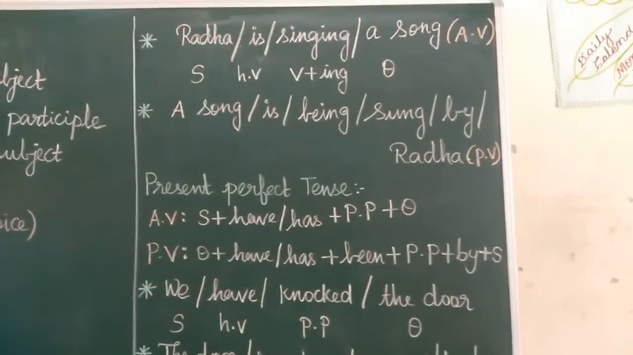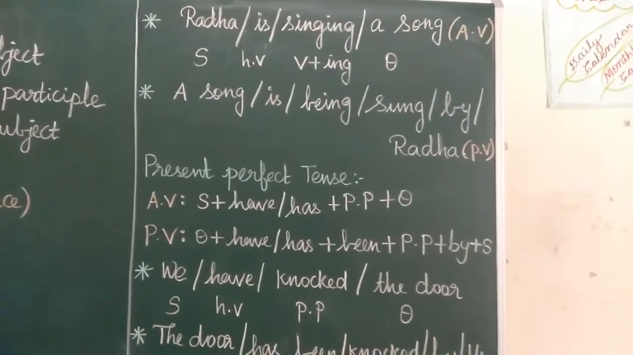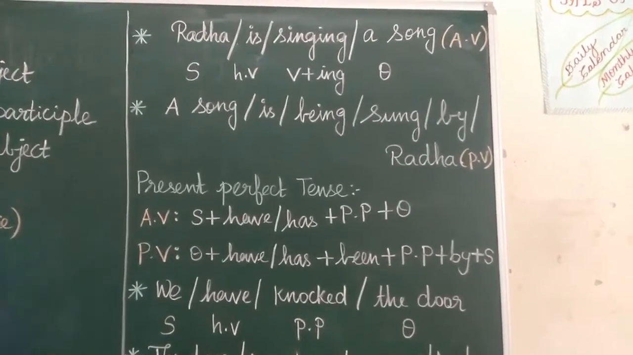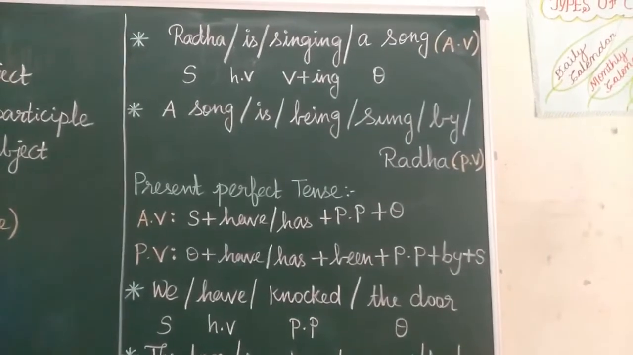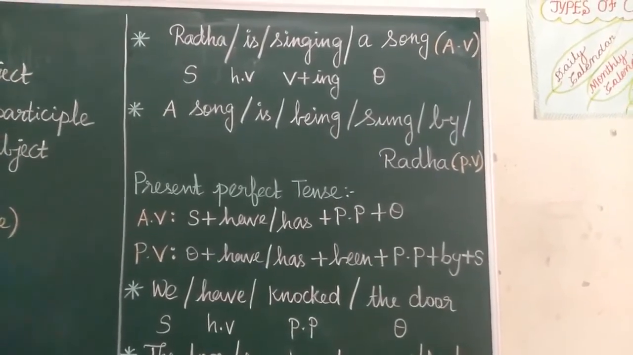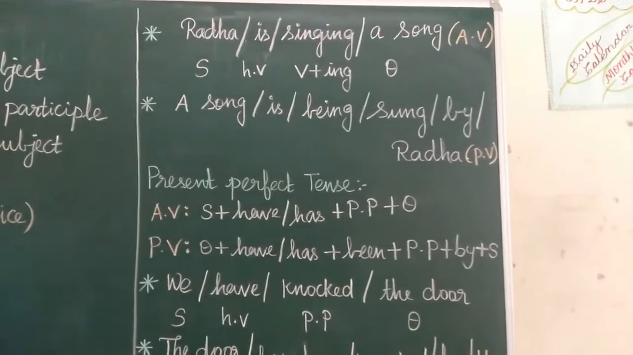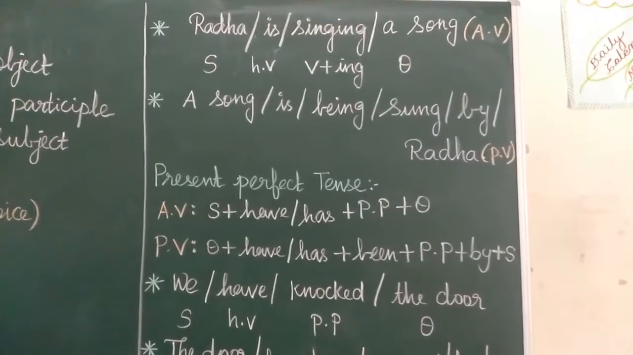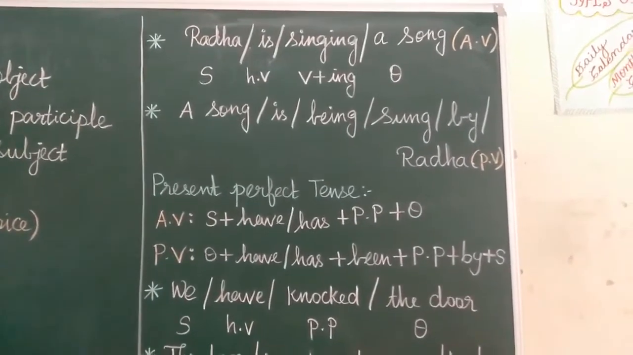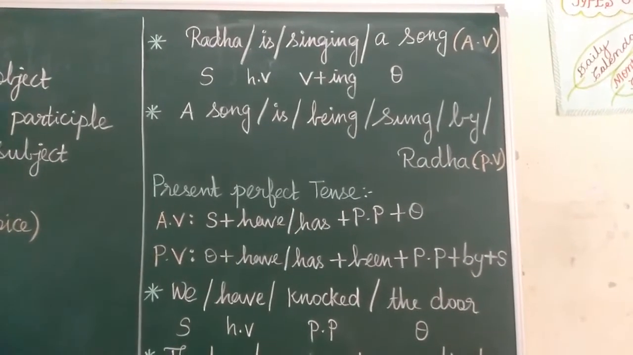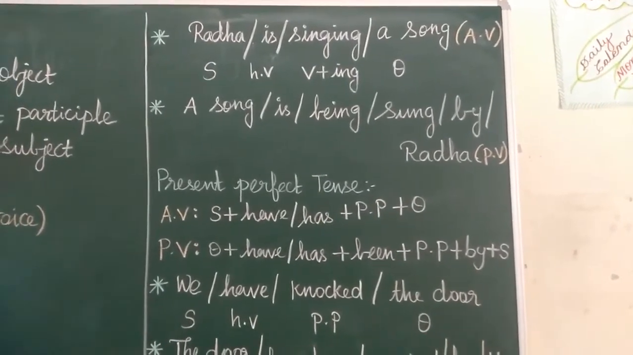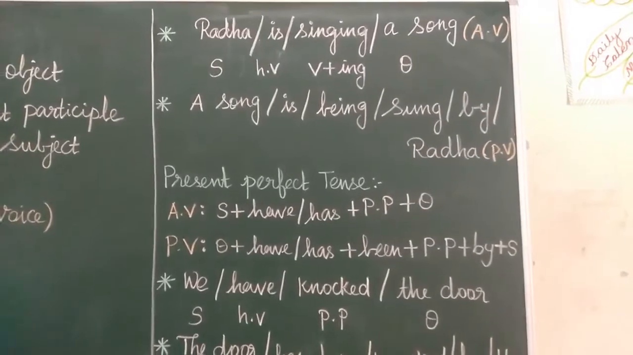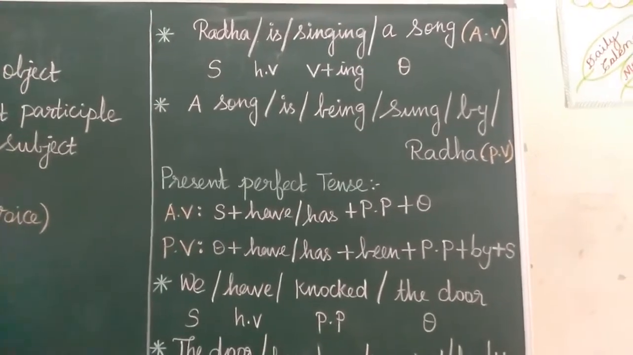In the sentence, Radha is the subject, is the helping verb, singing is the verb plus ing. Next, a song is the object. How do we change it into passive voice? That is, a song is being sung by Radha. In the sentence, the object is song, so we have to change that into the subject. Song is third person singular, so we add the helping verb is. For indicating present continuous tense, we have to add being.